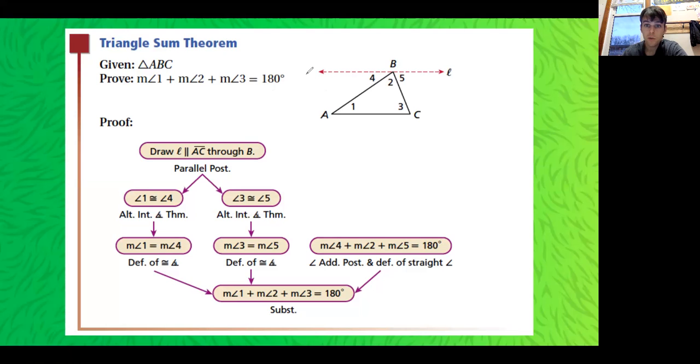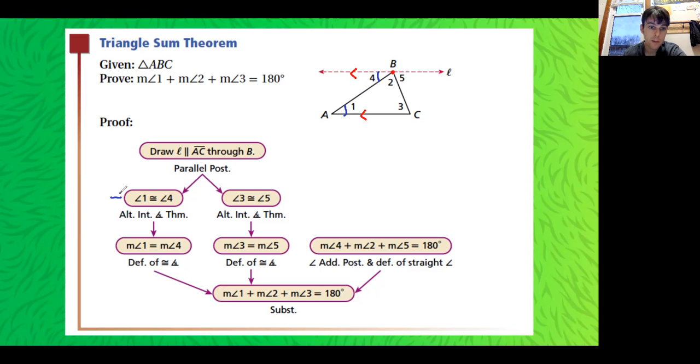So first thing we do is we draw a line that is parallel to one of the sides through the other vertex. So that's right here. Went ahead and drew that line. Now, what that does, that creates some parallel lines here and here. Thus, we can use our alternate interior angles theorem. So we can say that angle 1 and 4 are equal.